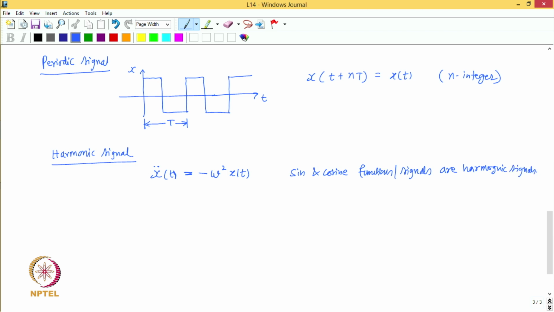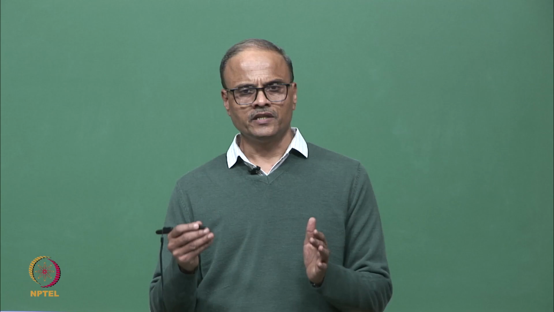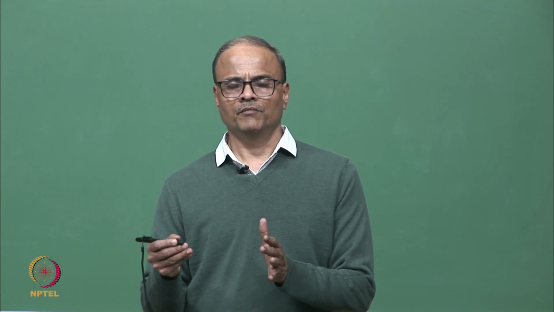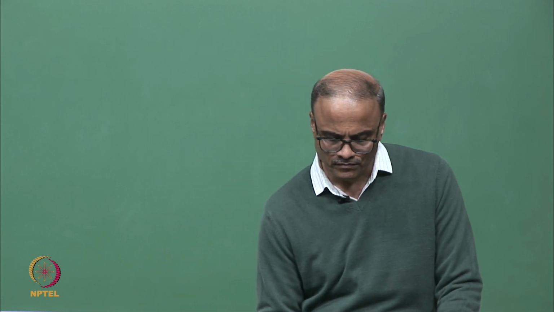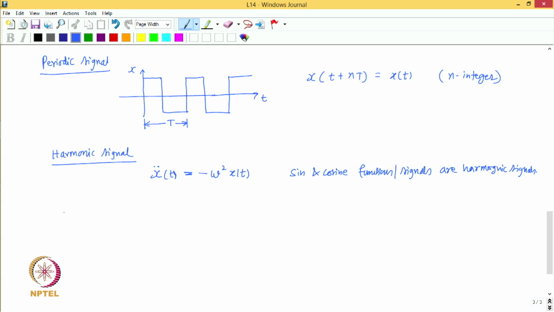Because they satisfy this property, right. But some signals which are periodic may not necessarily be harmonic. For example, if we combine two harmonic signals of different frequencies, then it gives a periodic signal, but that signal is no longer harmonic. So, non-harmonic signals are periodic, but they are not harmonic.